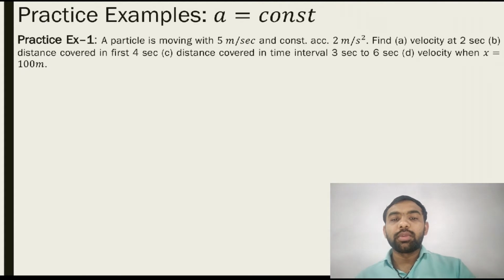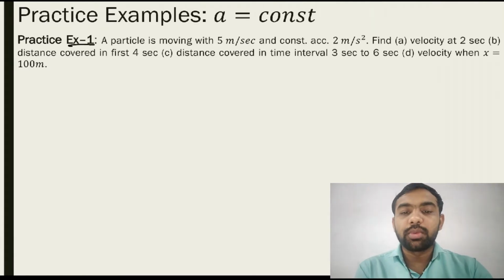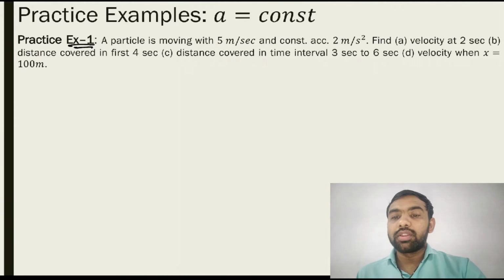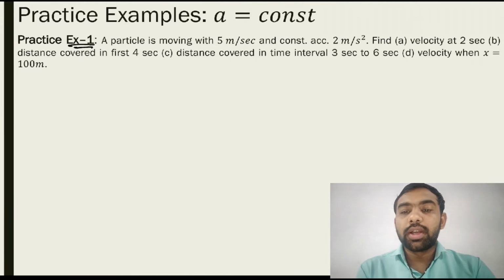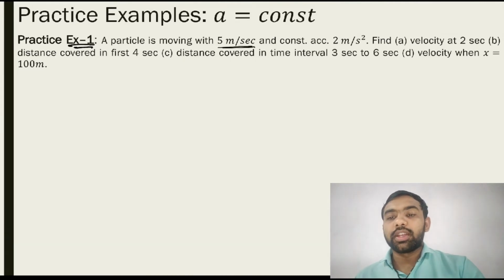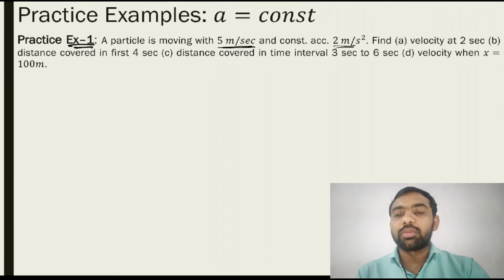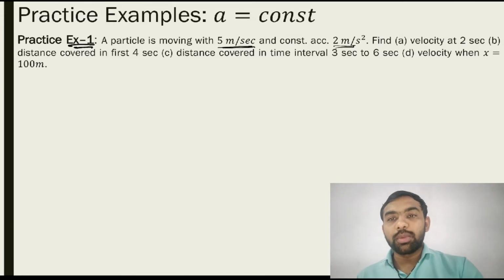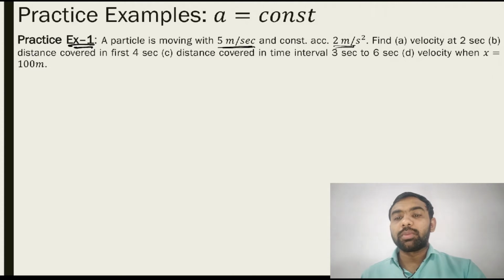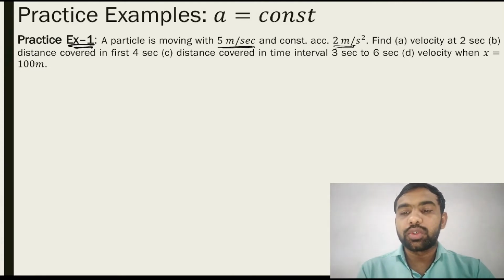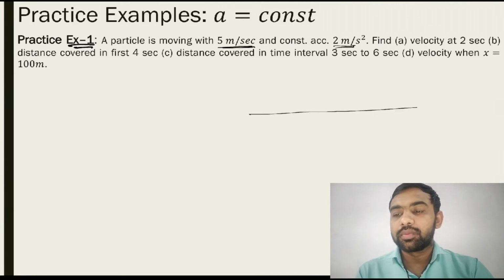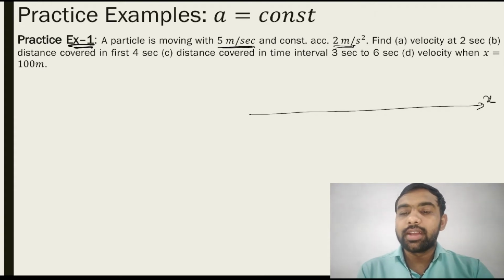That's practice example 1, an additional example. A particle is moving with 5 meter per second and constant acceleration 2 meter per second square. Both are positive, which means both have the same direction. Generally the positive direction we consider is towards positive x. Let's consider, suppose that is the x direction, and here is the particle.